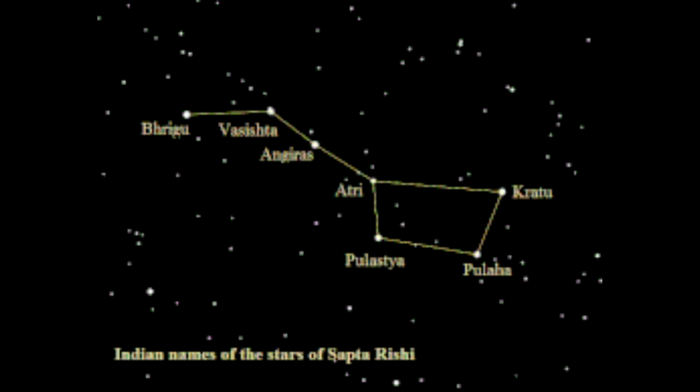In December and January, these Saptarshis are seen at midnight. Okay, clear. Then what is meant by constellation? Constellation means a group of stars. We identify the stars by classifying them in groups.